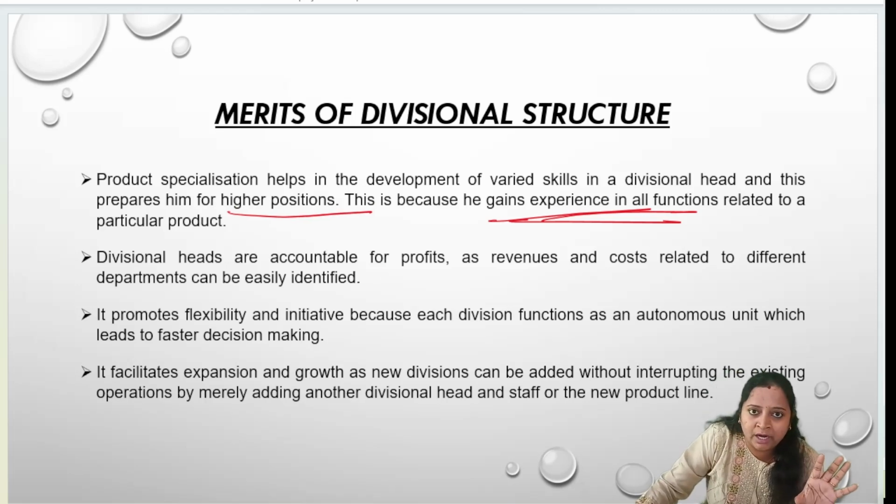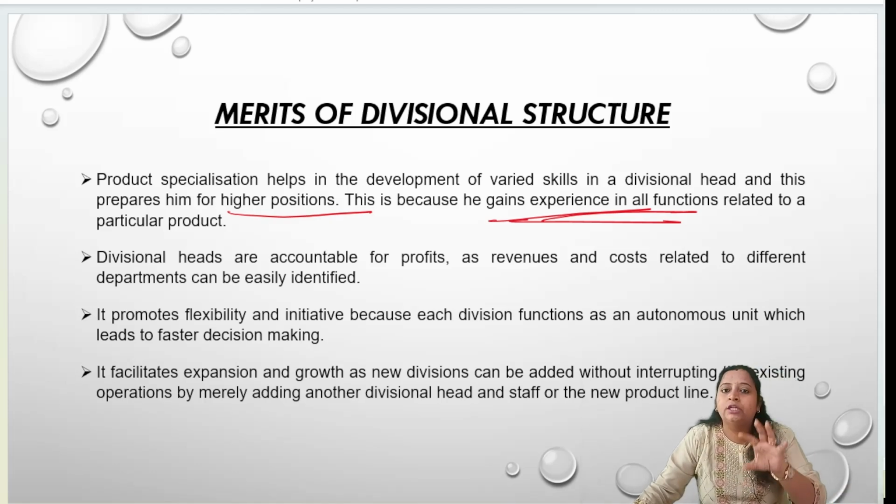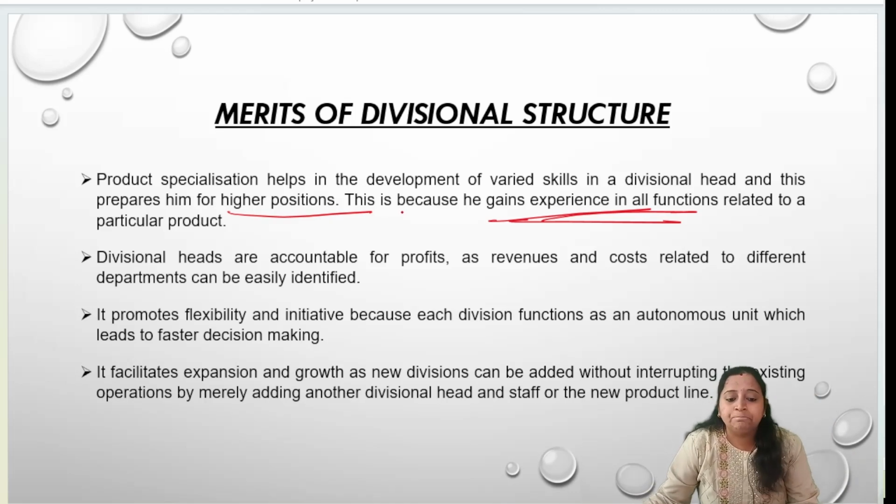Have to keep it in your mind. Product specialization will be there. That will help the divisional head to become expert in all the different functions. If he is expert in different functions, it will be easy for him to go for the higher position. Why? Because he gains more and more skills. He'll have that much capacity to take over all the functions. Got it? Yes. Coming to the next point.